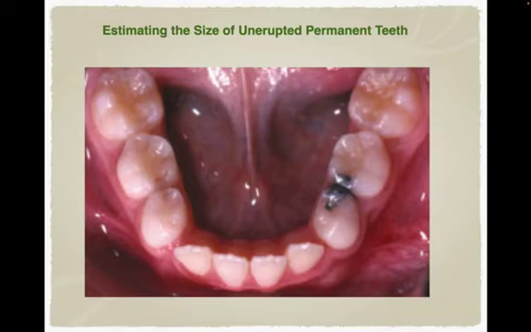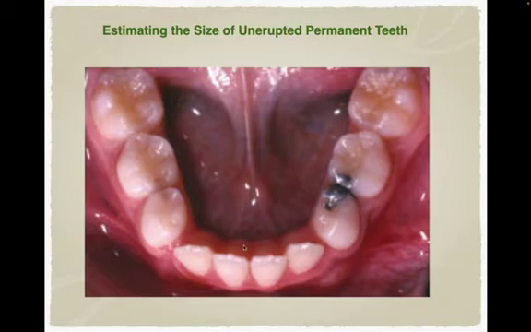So before we finish, we just need to talk about two more things. The first one is the estimation of the size of unerupted teeth. The Royal London space analysis does not mention anything about the primary teeth. So what happens if we have a patient like this and we need to assess the amount of crowding?